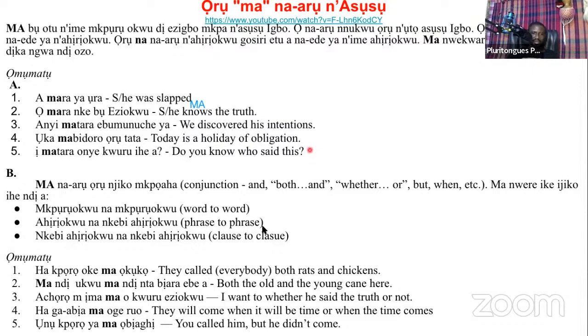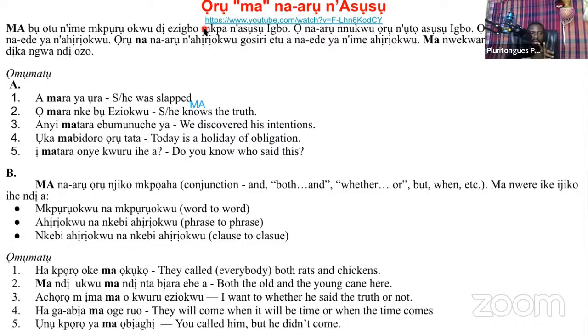So let's see where it's used. First of all, where it joins two words together. Ọmụmaatụ. Ọmụmaatụ for beginners. Ọmụmaatụ is example. If you have any comment, remember the comment section to drop your comment. Ha kpọrọ oke ma ọkụkọ. Oke ma ọkụkọ.